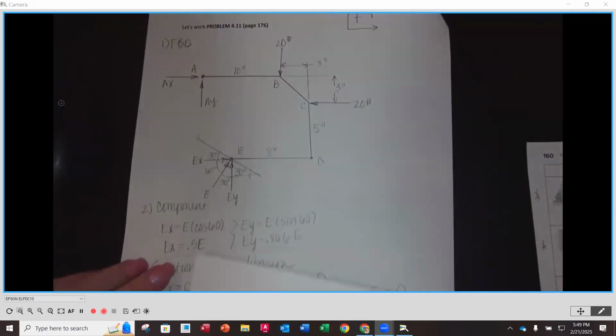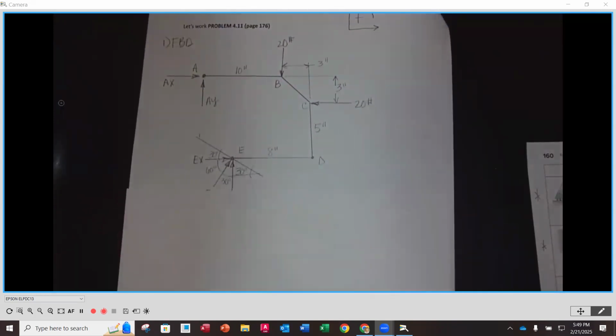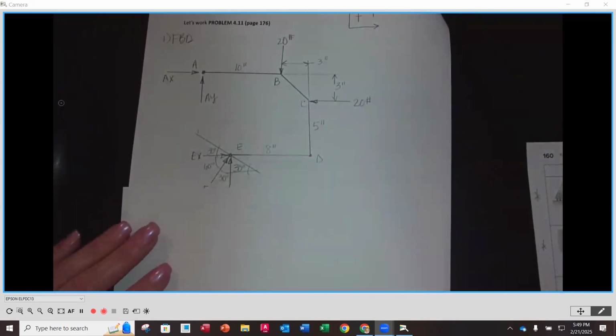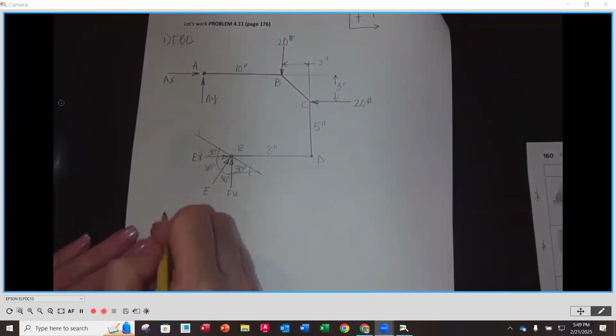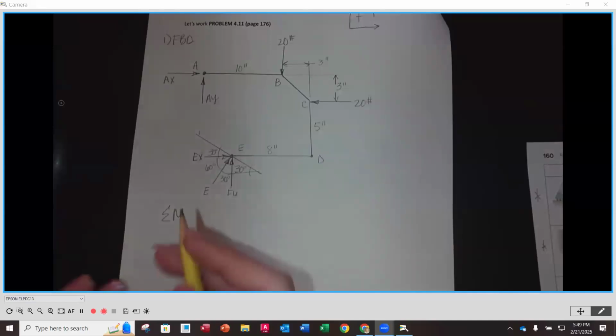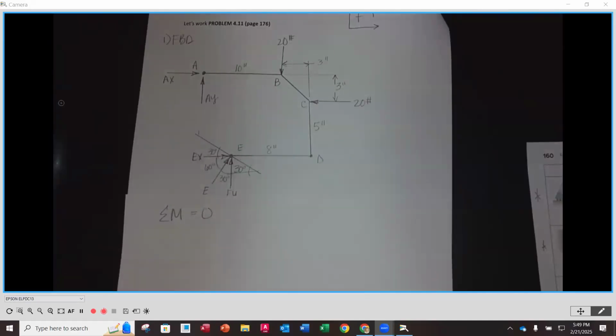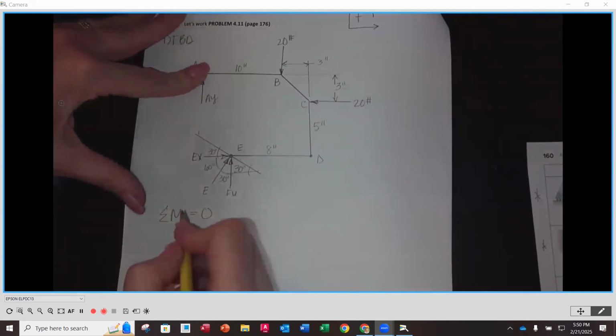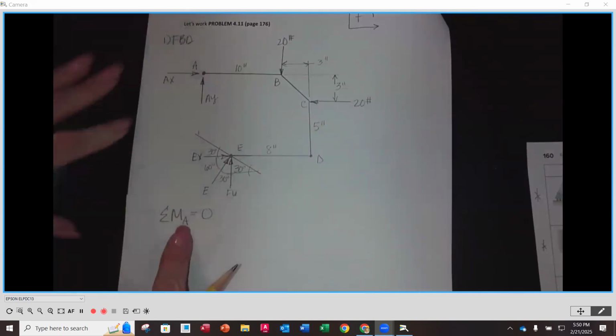I just started a new piece of paper, and the next piece of paper has another problem starting, so I don't have quite enough room, so I'm just going to continue here. So we're going to sum our moments around a point. We're going to set that equal to 0, but we need to decide what point we're going to sum around, okay? So I'm thinking about summing around A, okay? So I'm going to put my finger on A, and I'm going to identify that right here, okay?